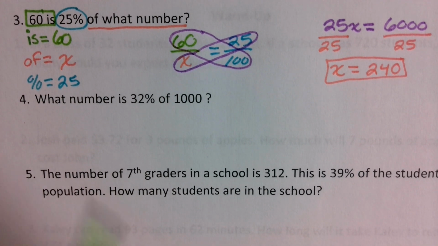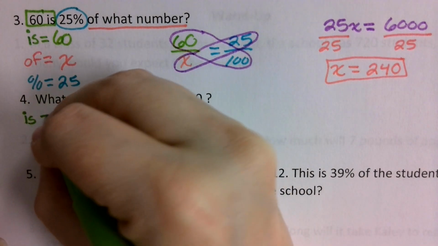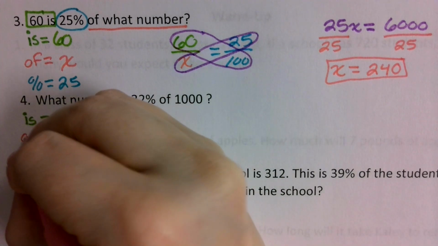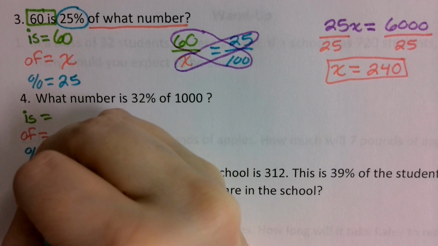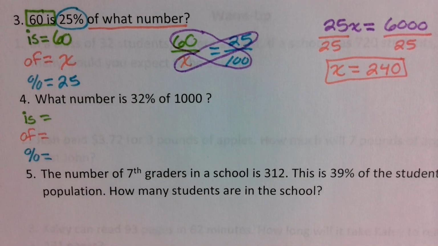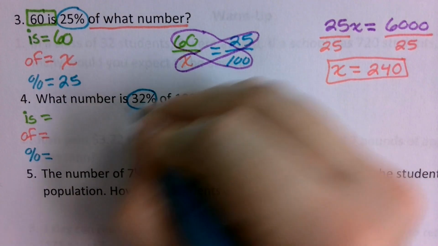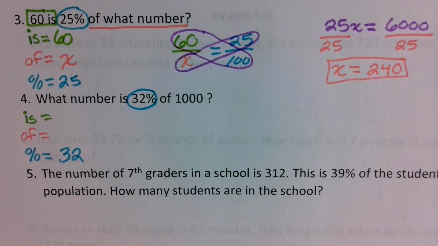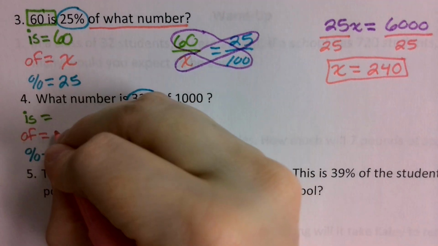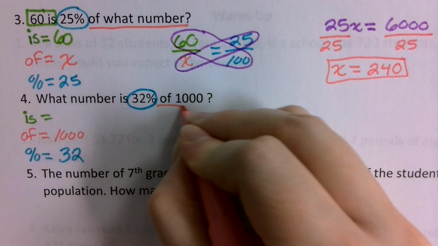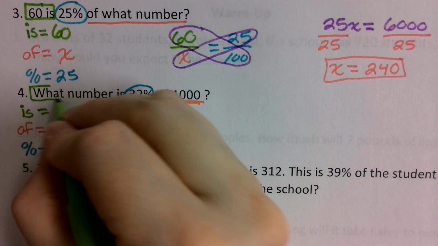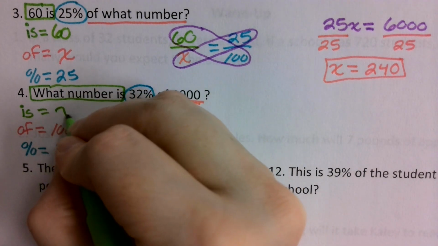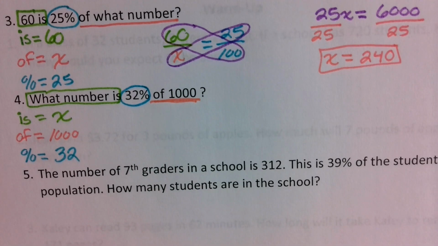Okay, for problem number 4, it says what number is 32% of 1,000? So 32, is that an is, an of, or a percent? It's a percent, right? It says 32%, that makes it a percentage. What about the 1,000? Of. Okay, it says of 1,000. That makes it an of value. What number is? That's the value that is missing. We don't know what that value is, so we're going to put an x for our variable.